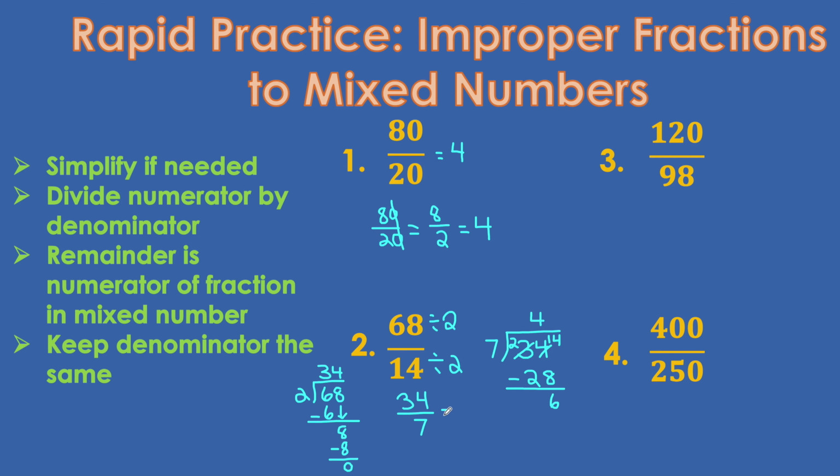And then our answer, our mixed number, is going to include a whole number and a fraction. Our whole number is going to be this quotient right here, this 4. So we're going to write 4. And the fraction part, the numerator is the 6. Denominator is the 7. So our final answer is 4 6/7.